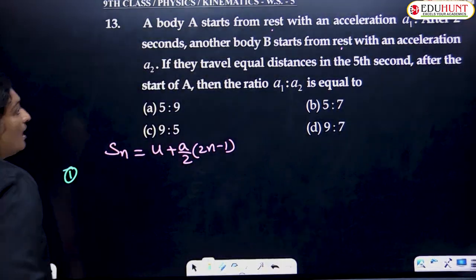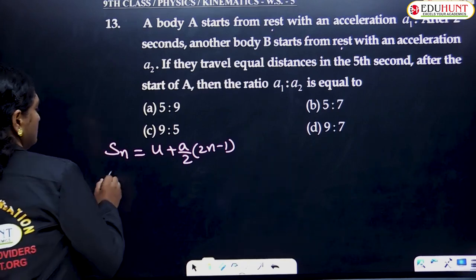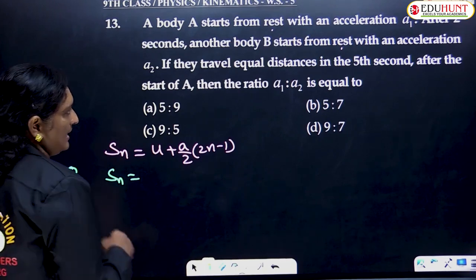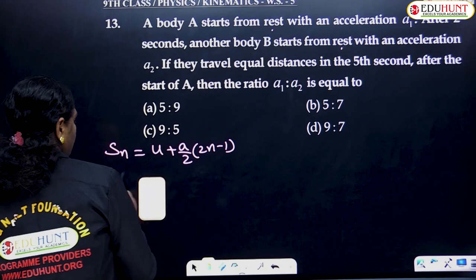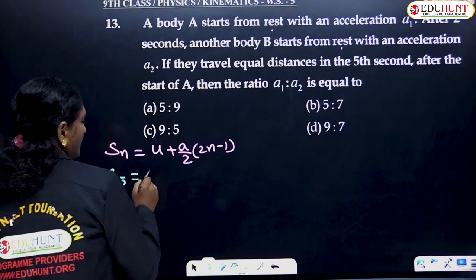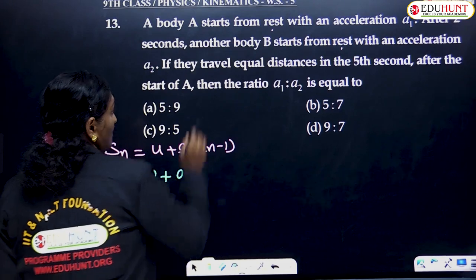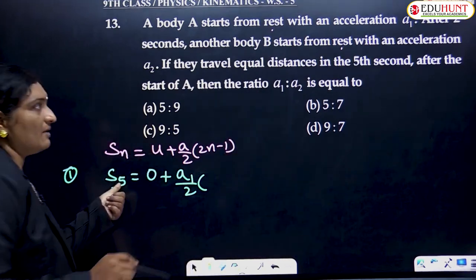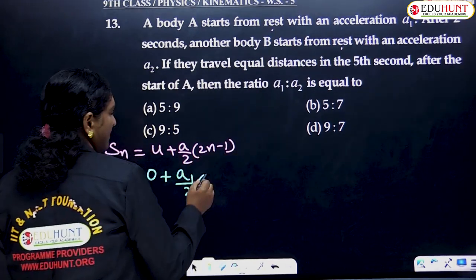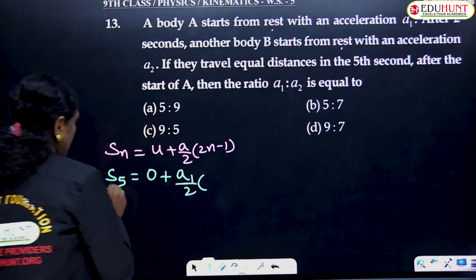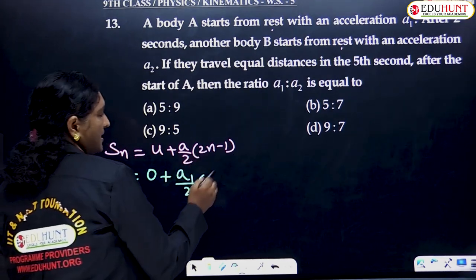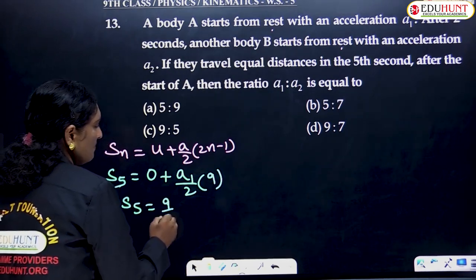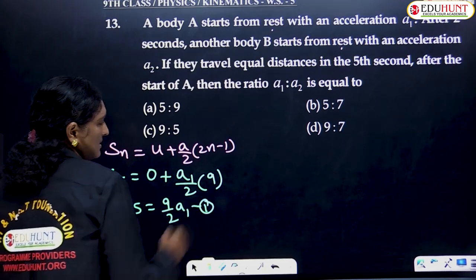For the first condition, how much distance it traveled? Unknown. Say Sn is equal to, how much second? 5th second. So for the 5th second, let me write it as S5 equals, initially it starts from rest, 0, plus acceleration for the first body, acceleration was given as a1 upon 2. How much time? 5th second. So n is taken as 5, 2 times 5 is 10, 10 minus 1 is 9. Hence the value of S5 is found to be 9 by 2 a1. So this, keep it aside.